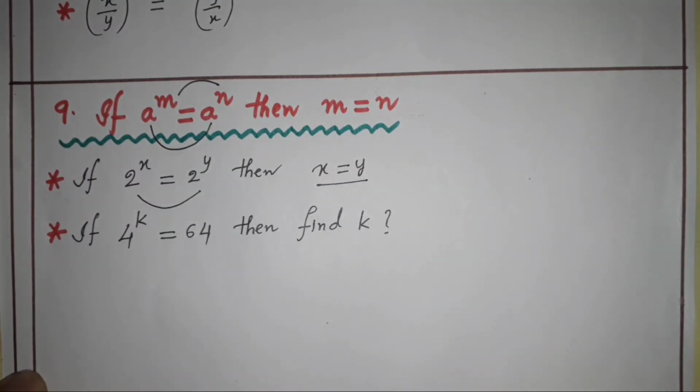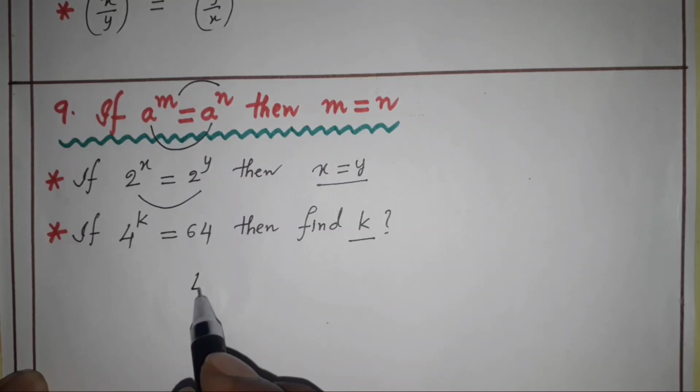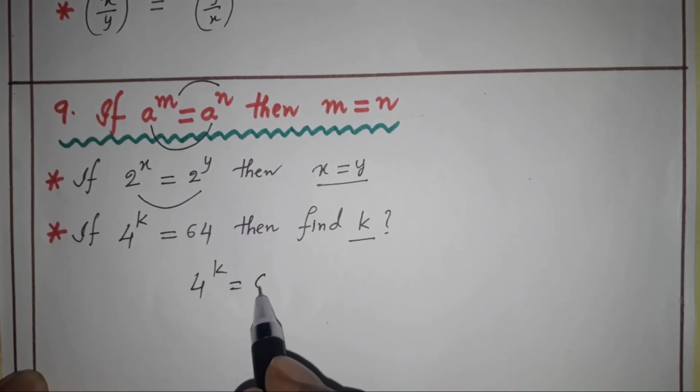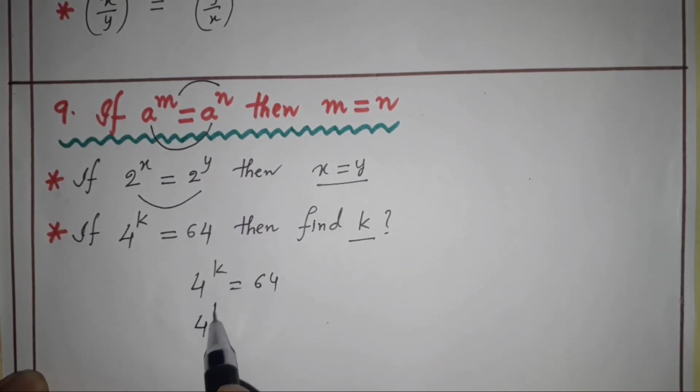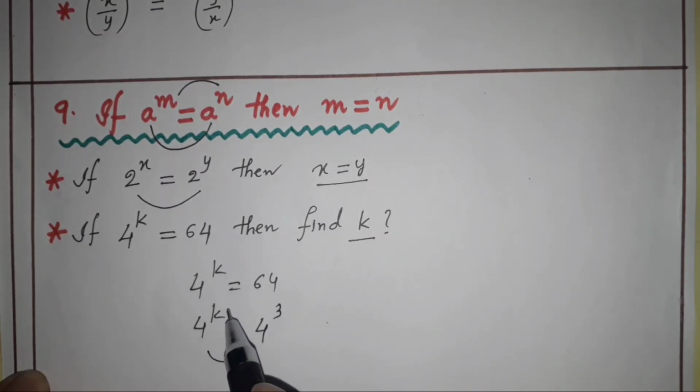Let us take one more example. If 4 to the power of k is equal to 64, then they are asking to find out k value. You take the equation. 4 power k is equal to 64. This 4 power k, can you write 64 in 4 powers? Yes, we can write 4 cube. Now the bases are equal. This is an equality. So automatically the powers are equal. Therefore, k is equal to 3 we can write.